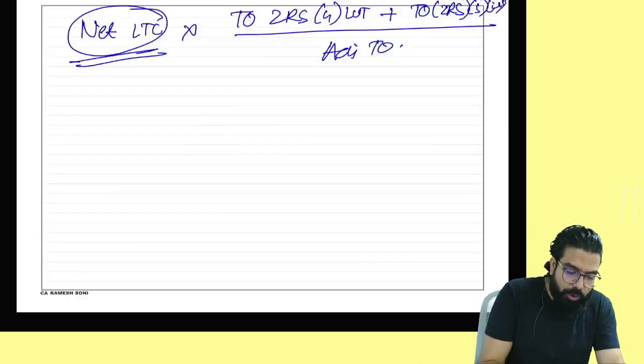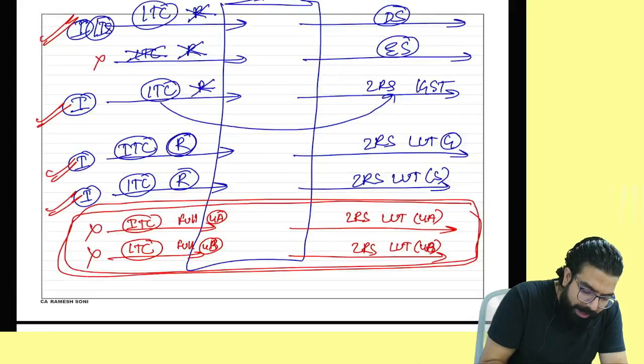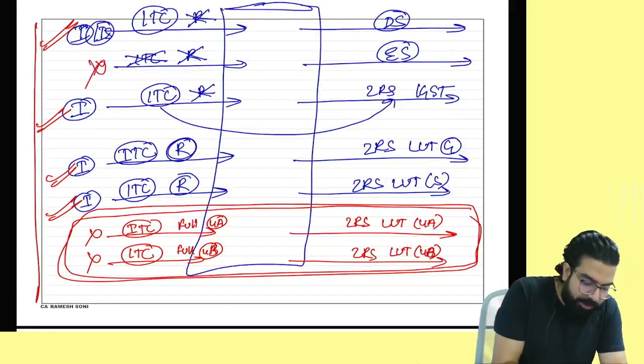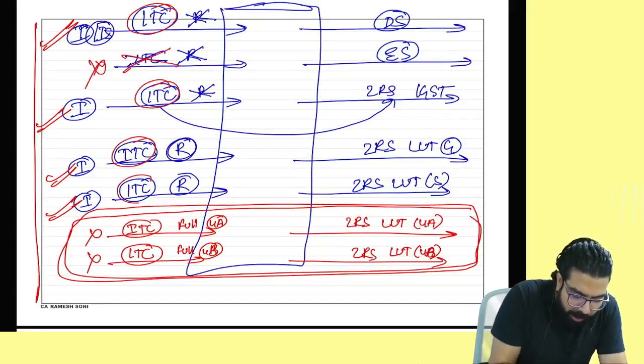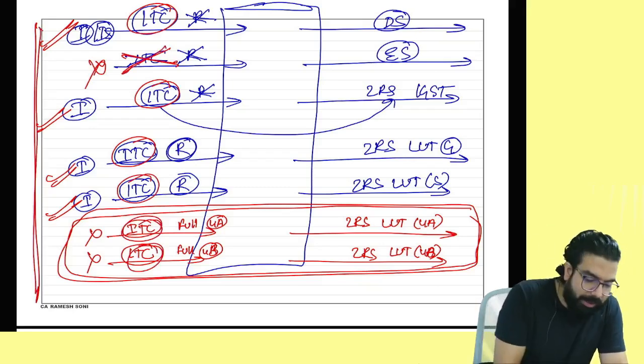So first take the gross ITC. In gross ITC, you will take all the ITC except this, because this is not ITC only. All the others are ITC. Can you see, everyone? All the others are ITC, but this amount is not ITC only. So take all the ITCs other than this amount.